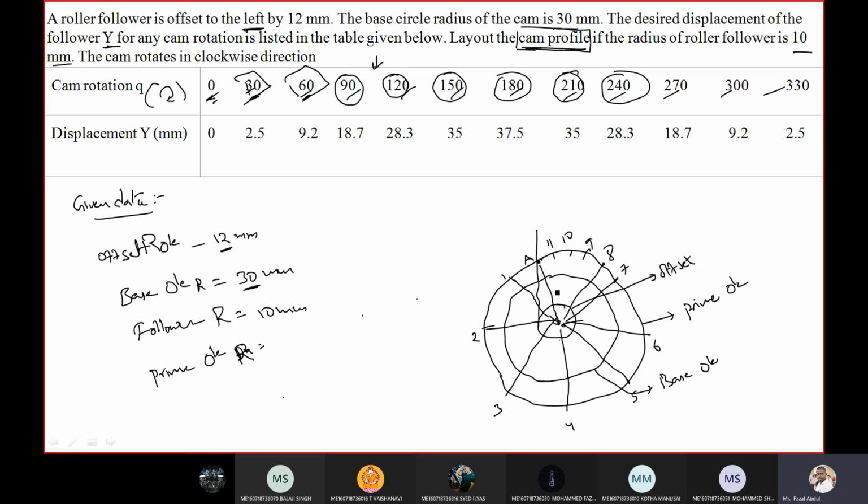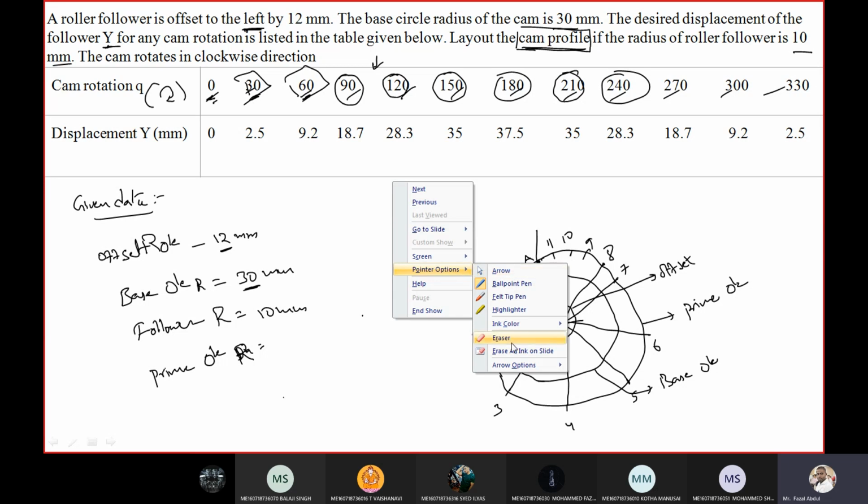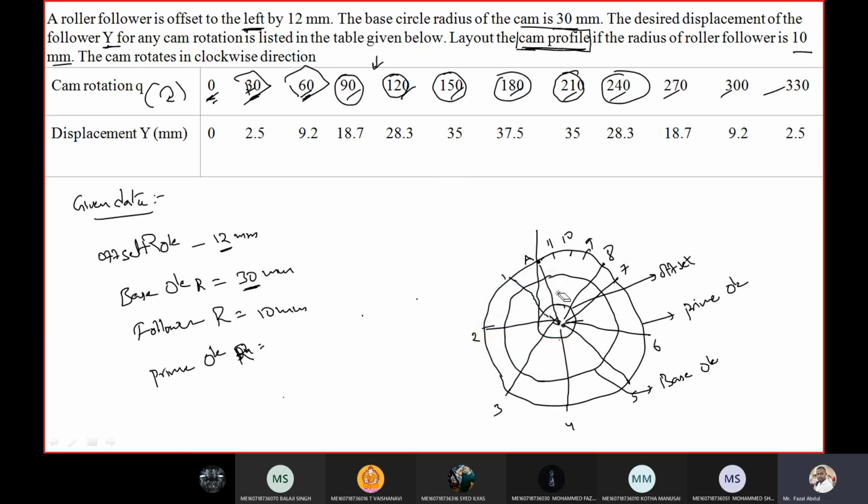Any doubt on how to divide this prime circle? Is there any doubt, Babu?